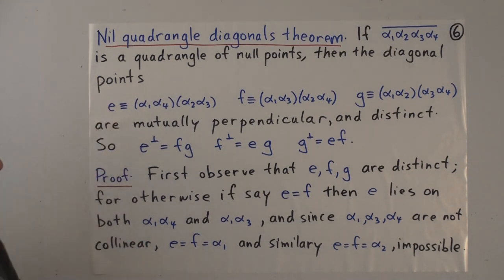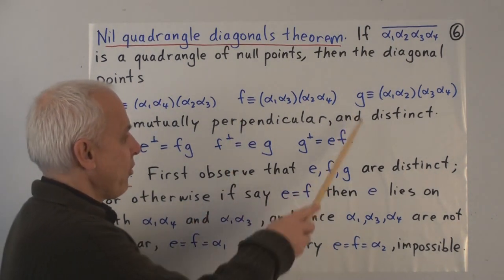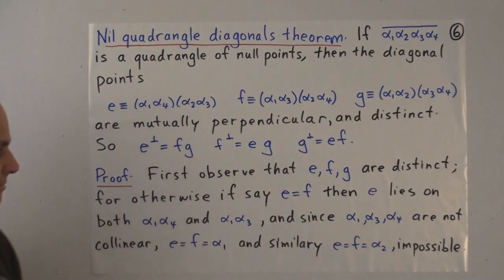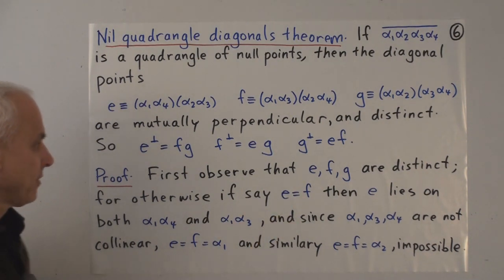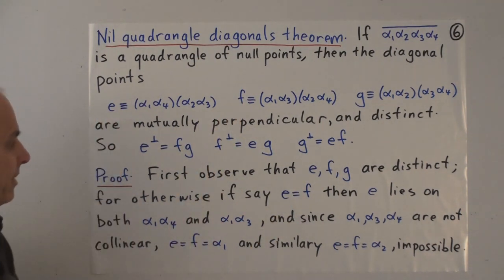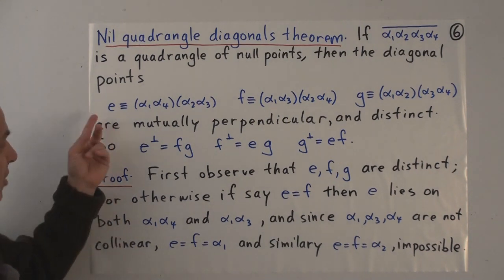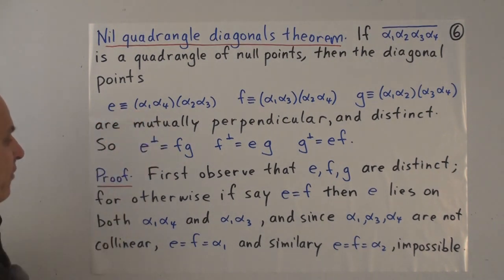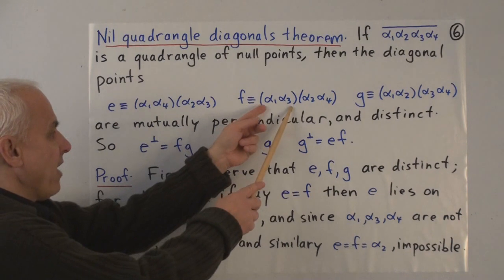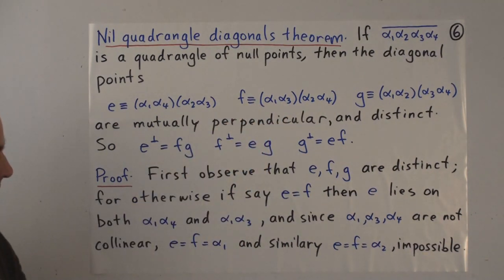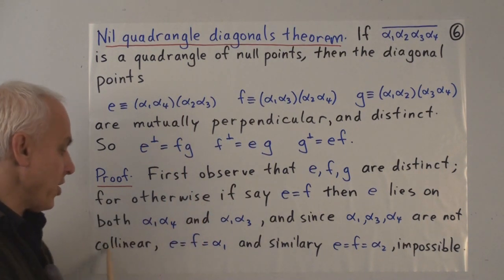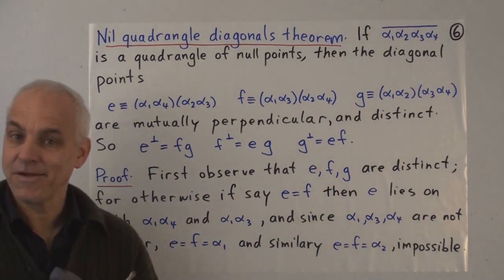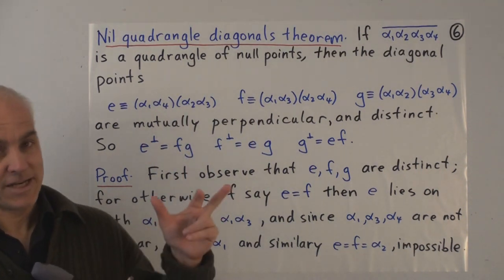All right, the first thing to observe here is that we want to show that these three diagonal points are in fact distinct. So suppose otherwise, suppose that E equals F, that these two points are actually the same. Well, then that common point E lies on alpha 1, alpha 4, and also on alpha 1, alpha 3. But these three points, alpha 1, alpha 3, and alpha 4, are not collinear, because three null points can never be collinear.